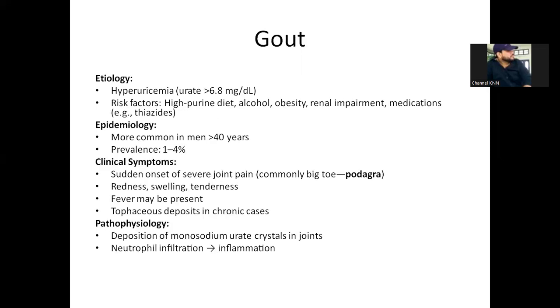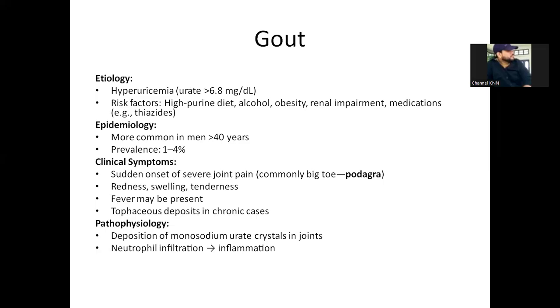Next disease is gout. Gout mainly occurs due to hyperuricemia, meaning uric acid levels greater than 6.8 milligrams per deciliter. If it is present, then it causes gout. The main risk factors for gout are high purine diet, alcohol, obesity, renal impairment, and medications like thiazides. Epidemiology: it is more common in men older than 40 years of age, and the prevalence is 1 to 4%.